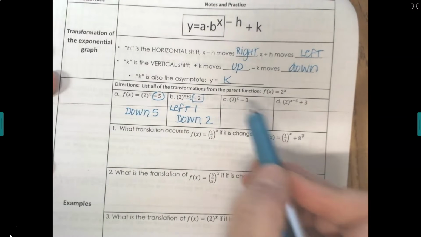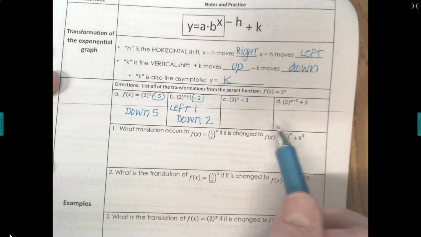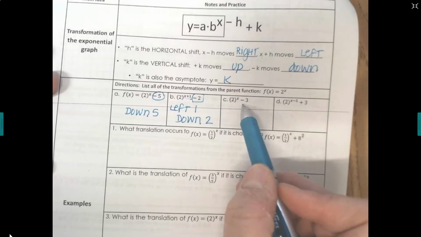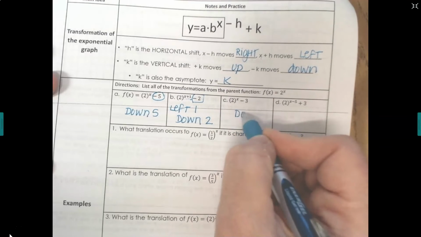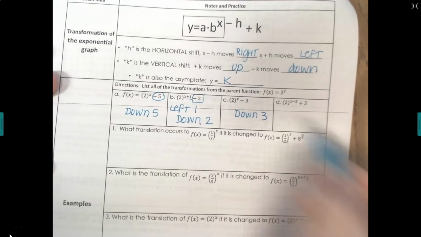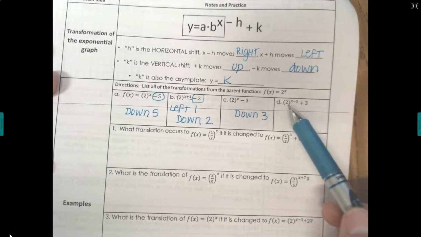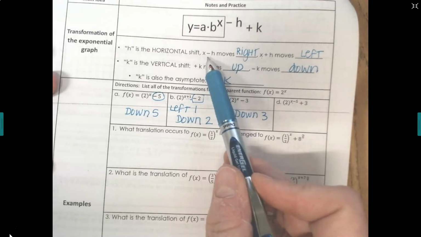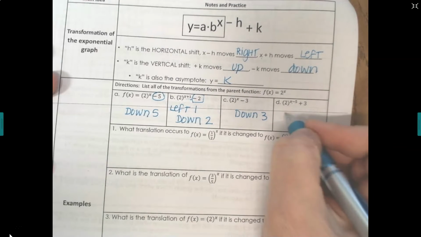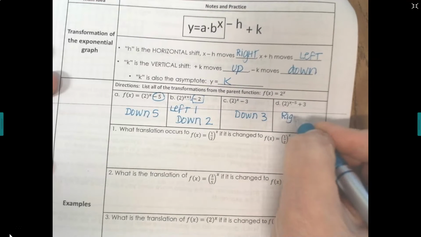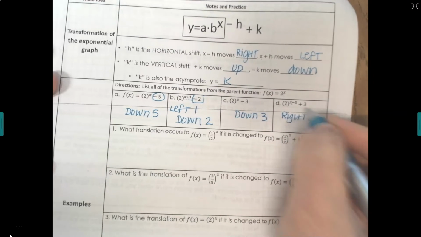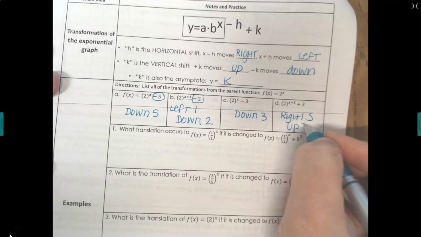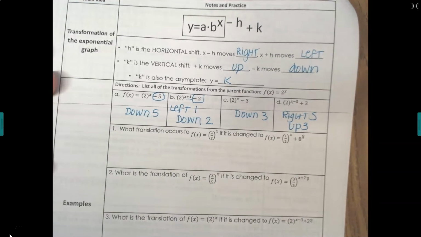Okay. In C, there's nothing happening up in the exponent, so there's no left or right movement. We just have a minus 3 on the end, so that's down 3. And then our last one, in the exponent we say minus 5. Remember, if it's minus, it moves right. So this says we're going to move right 5, and the plus 3 means we're going to move up 3.